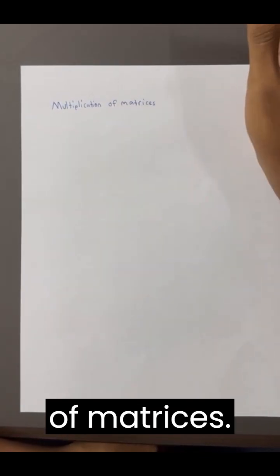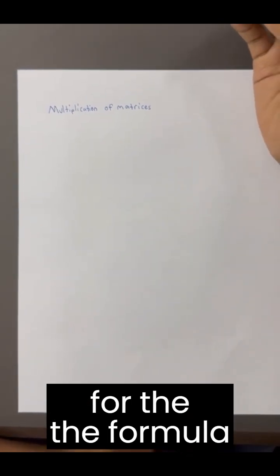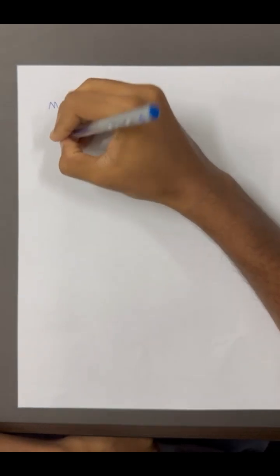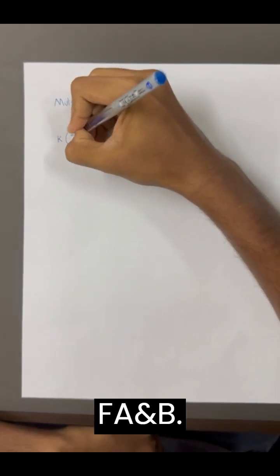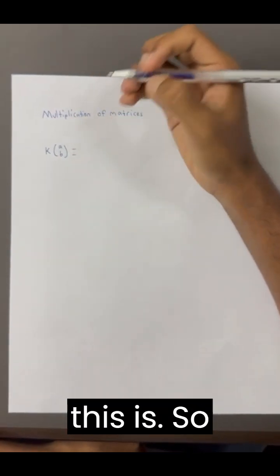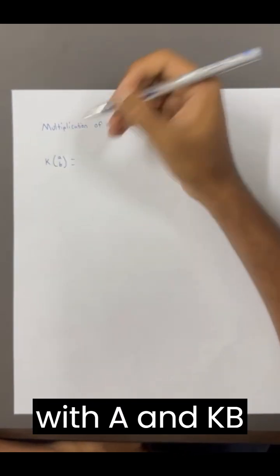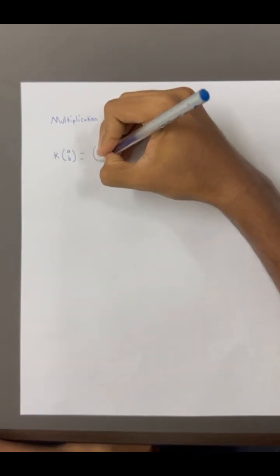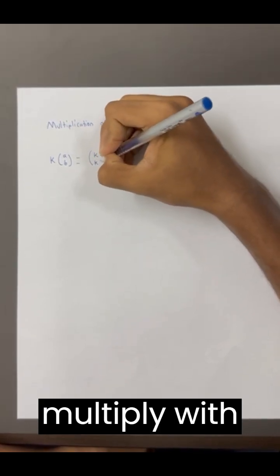Okay guys, now I'm going to teach multiplication of matrices. It's actually very simple. First of all, I'll write down the formula for the multiplication of matrices. Here you have K, and in the bracket you have A and B. What you have to do is multiply K with A and K with B. So this will produce K multiplied with A and K multiplied with B.